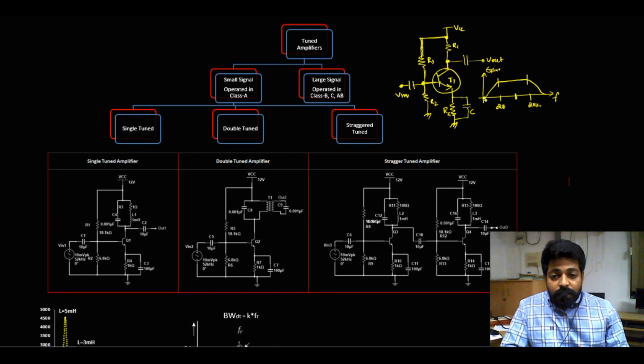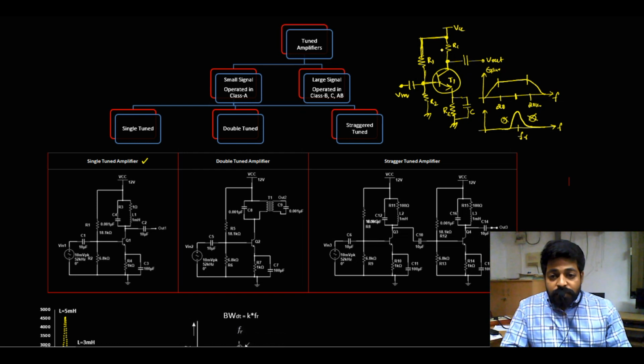So I want a frequency response not like this. I will be expecting the maximum gain only at one frequency, and the rest of the frequencies over here and over here should be attenuated. So I have to get a poor response across the other frequencies. Only at the center frequency, or resonant frequency, should I get the maximum gain. For that kind of requirement, I have to design a single tuned amplifier.